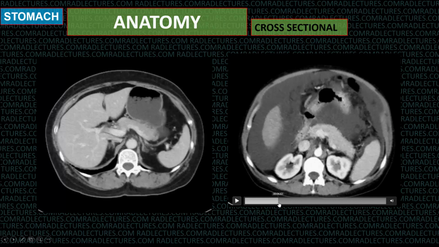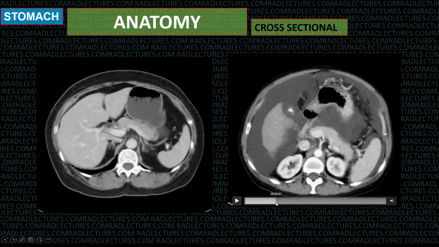Behind the lesser omentum and the body of the stomach is what is called the lesser sac, and that communicates with the greater sac through the foramen of Winslow, which is right behind the duodenal bulb and the gastroduodenal ligament.